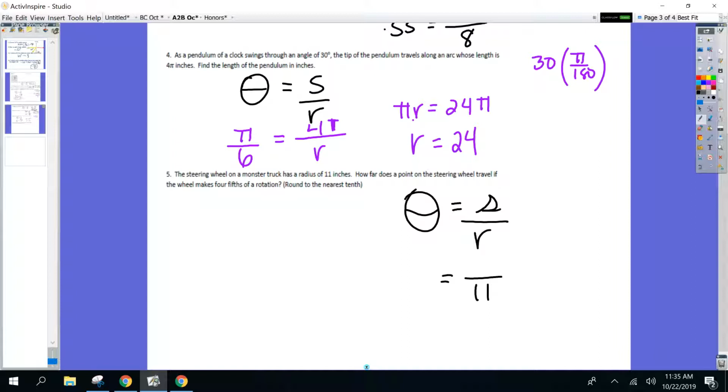What am I solving? What am I asking you for? How far does the point on the steering wheel travel? That's my s. Here's your steering wheel, right? How far does it travel when I turn this thing 4/5 of a rotation? So does everyone see I'm solving for s? How far I'm going to turn it, the travel, right? All right, now we have to talk. How do I find theta then?